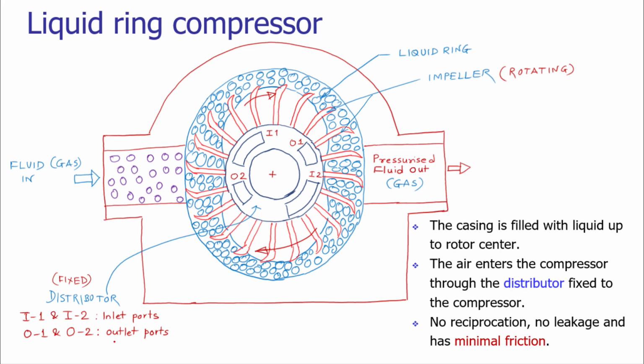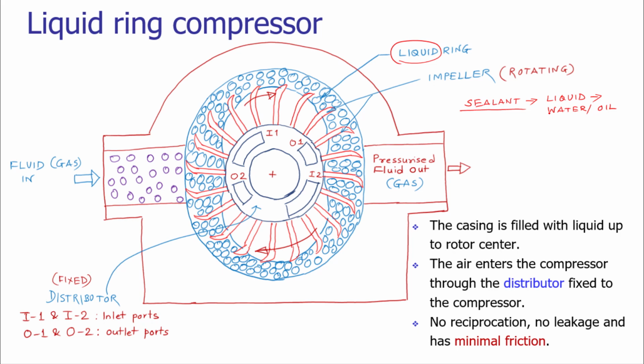So for that purpose, we are utilizing a liquid as the sealant here. So we need to have an efficient sealant, and that sealant here we are using is a liquid only. So that liquid is water or oil. By using this liquid sealing, we are creating the compressed air during this operation.